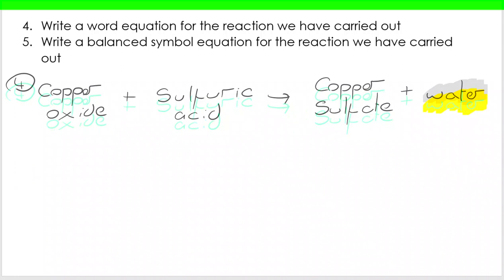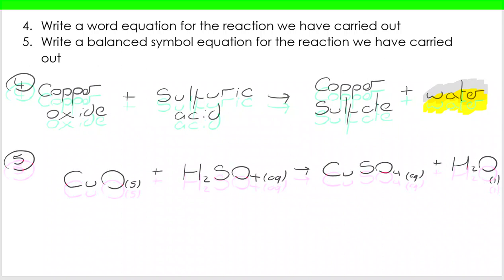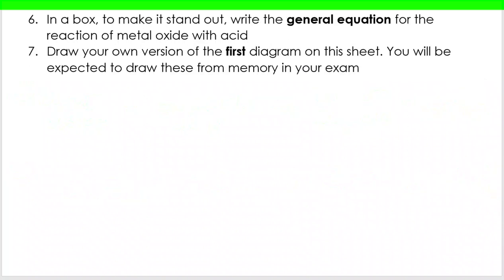In terms of the symbol equation, well, copper 2 oxide is CuO. Sulfuric acid, you need to know, is H2SO4. You would need to work out the formula of copper sulfate as CuSO4. And obviously you need to know that water is H2O. I've put the state symbols in and you will notice the H2O is liquid. It's not aqueous because aqueous means dissolved in water. Water does not dissolve in water, so we put L. Couple more questions.